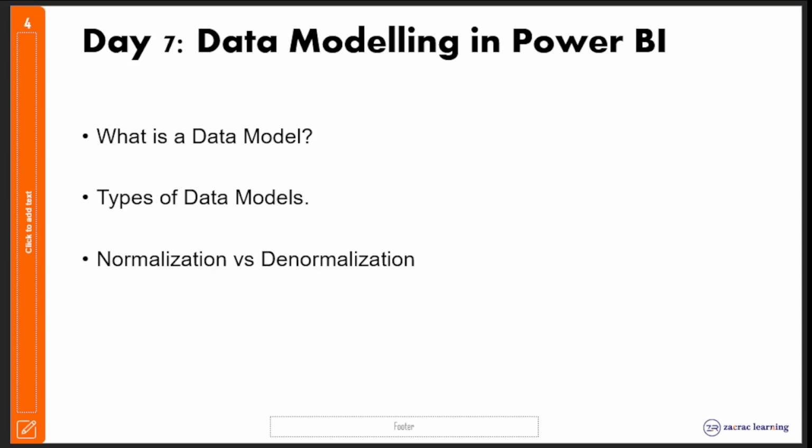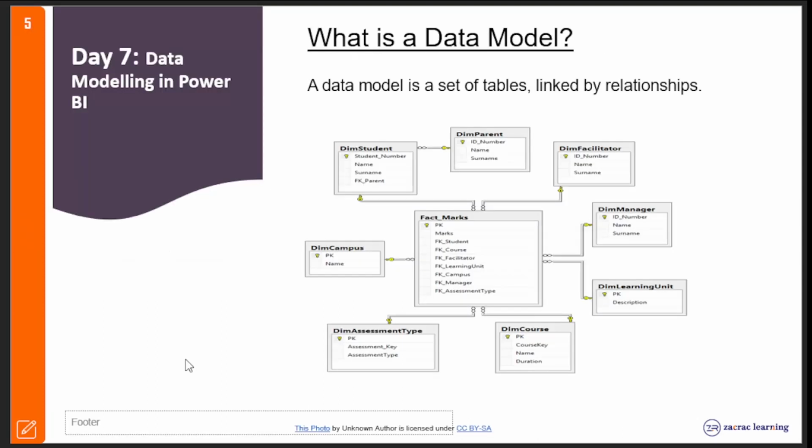So, what exactly is a data model? A data model is a set of tables linked by relationships. We all know a table is a set of rows containing data, with each row divided into columns. Each column has a data type and contains a single piece of information. We usually refer to a row in a table as a record. So, tables are a convenient way to organize your data.